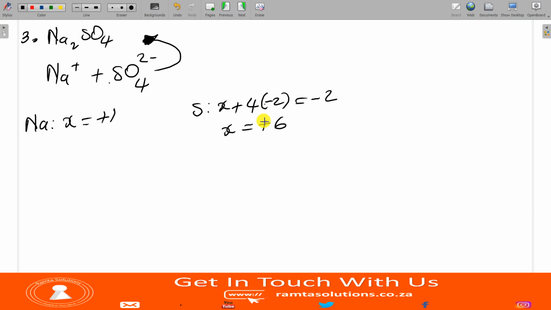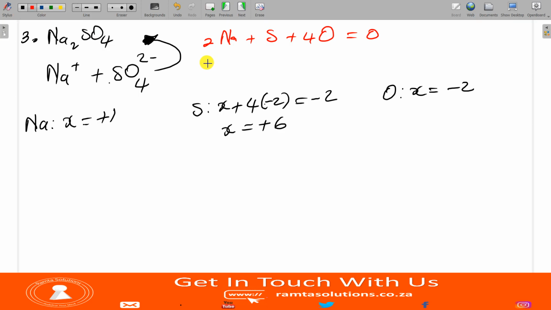Now let's check for oxygen. This is not a peroxide or superoxide, so it'll simply be -2. Now let's check if the sum of the oxidation numbers will be 0. Remember, this must be 0. In other words, 2 Na plus sulfur plus 4 oxygen must be 0.